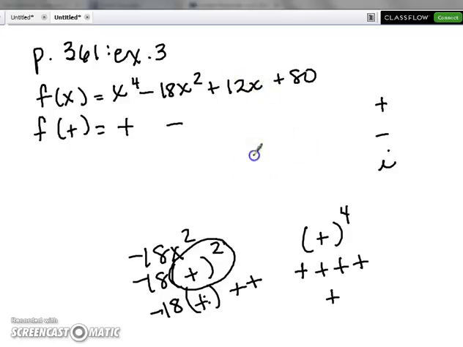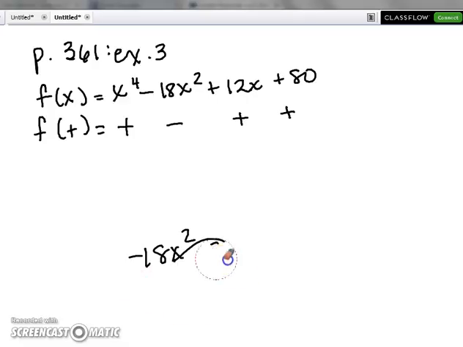We'll move on to the next part, where I've got 12 times a positive number. A positive number is simply a positive number, times a positive 12 is still going to be a positive number. And for the last one, it doesn't matter what kind of number I plug in, positive 80 is just going to be positive 80. I know this seems kind of crazy at first, but there are my signs for if I plug in a positive number. Now I'm going to go back and do the same thing.